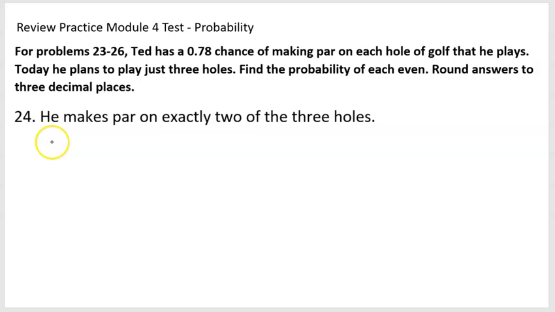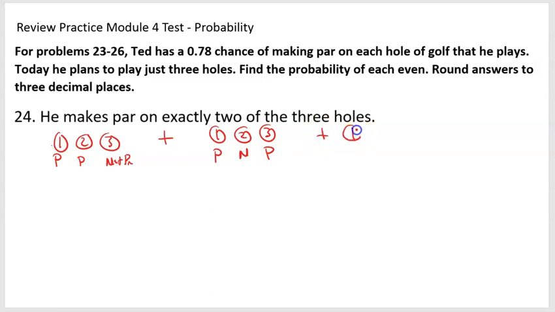So he can make par on hole number 1 and hole number 2, and then not par. Let me make this more clear. Hole number 1, hole number 2, hole number 3. He can make par, par, and not par. But that's not the only way it can happen. He could also, notice the or, make par on the first hole, not par on the second hole, and par on the third hole. What's another way it could happen? Well, he could not make par on the first hole, but then make par on the second hole and par on the third hole.